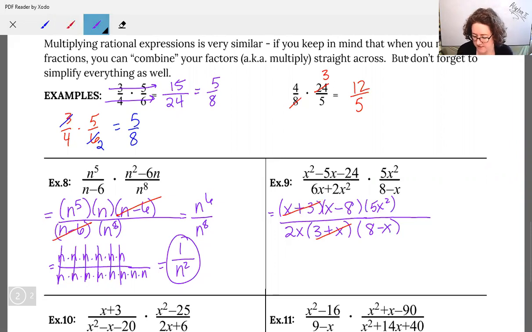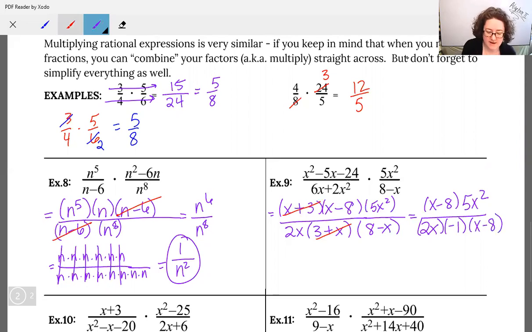So I'm actually going to rewrite this. In the numerator, we still have the x minus 8. We still have a 5x squared. In the denominator, we still have a 2x. And I'm going to go ahead and also factor out a negative 1 from that last factor, which makes this x minus 8. And now I can cancel that factor.